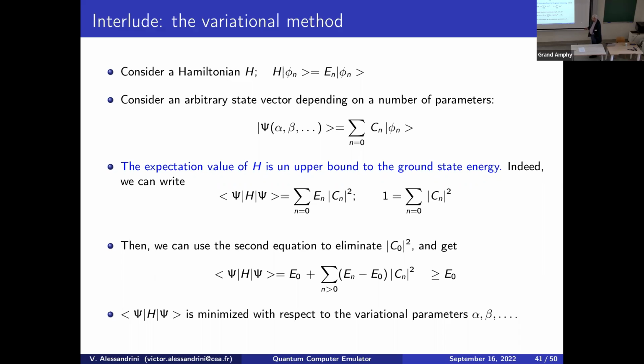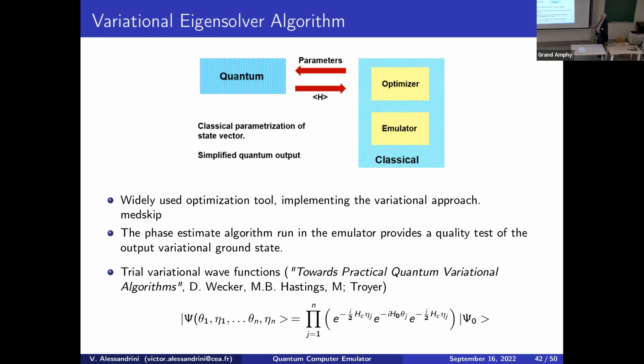So in all cases, the mean value of the Hamiltonian on an arbitrary state is an upper bound to the ground state energy. So what people do with the variational method is to parameterize wave functions and to minimize them with respect to parameters in order to obtain the best variational energy, the best upper bound.